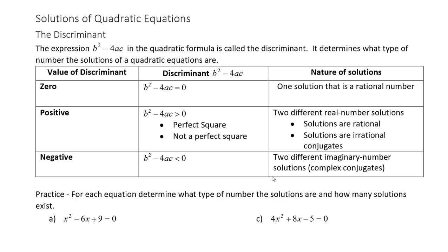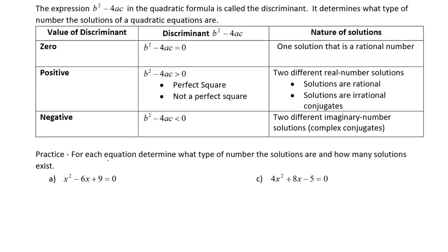So let's practice this, and let's look at the discriminant to determine what we can imply about our solutions. For each equation, determine what type of number the solutions are and how many solutions exist. So remember, we're looking at the discriminant to determine what we can expect for solutions.